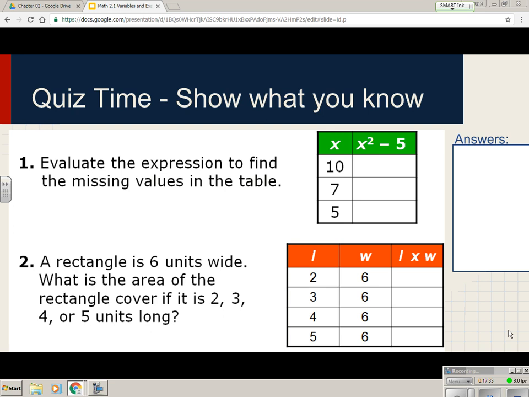And the bottom one says a rectangle is 6 units wide. What is the area the rectangle covers if the length is changed from 2, 3, 4, or 5? Make your box. Should be easy to fill in.